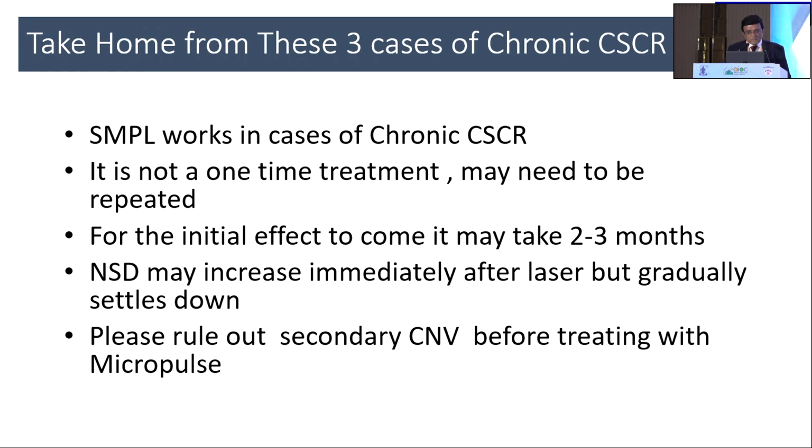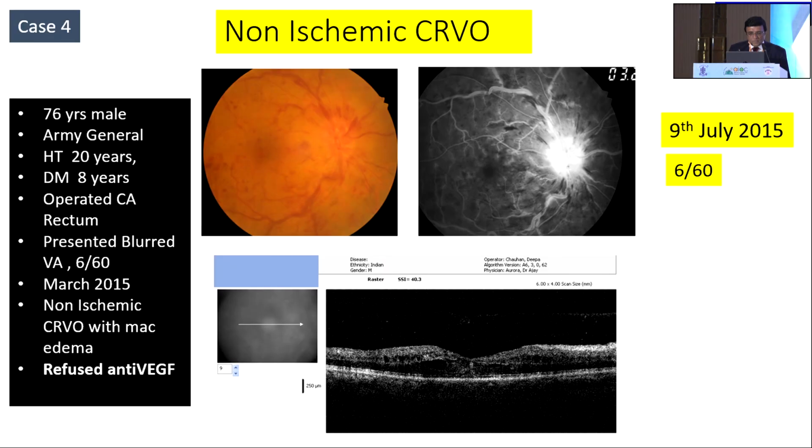So the take-home message from these cases: I have now a large series of patients showing that SMP works in cases of chronic CSR. We've had a success rate of almost about 96%. It is not a one-time treatment. It may need to be repeated. For the initial effect to come, it may take 2 to 3 months. The NSD may increase immediately after laser, but gradually it settles down. Please rule out a secondary choroidal neovascular membrane before treating with micropulse laser.